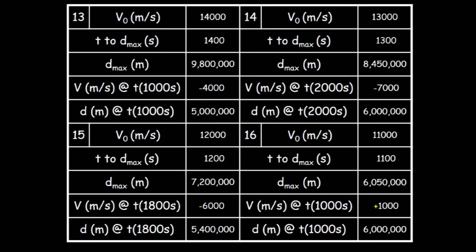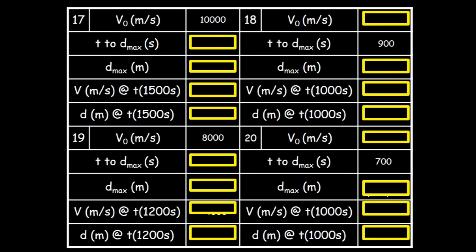And there are the answers. Okay, we'll do the next sheet in a moment. We'll do that right now. Here we go, it's going to be a mixed bag. You're going to have initial velocities or the time to Dmax. So we'll do the first one slowly in a moment.